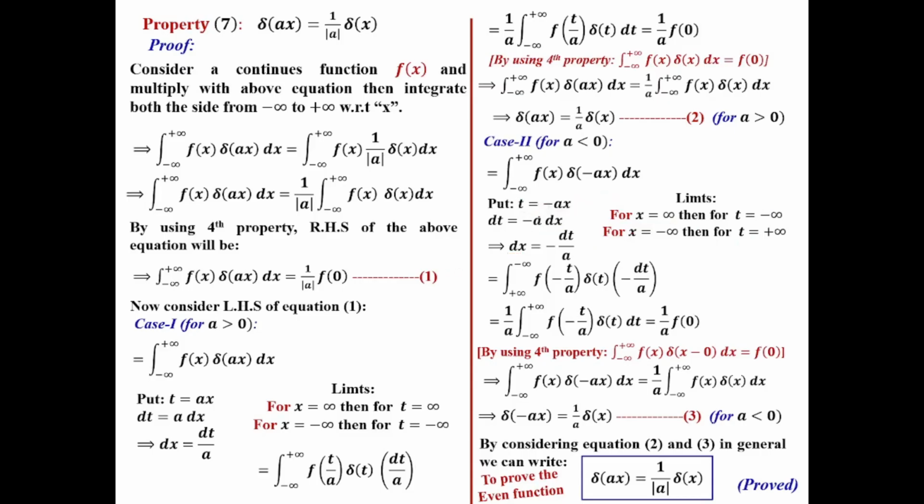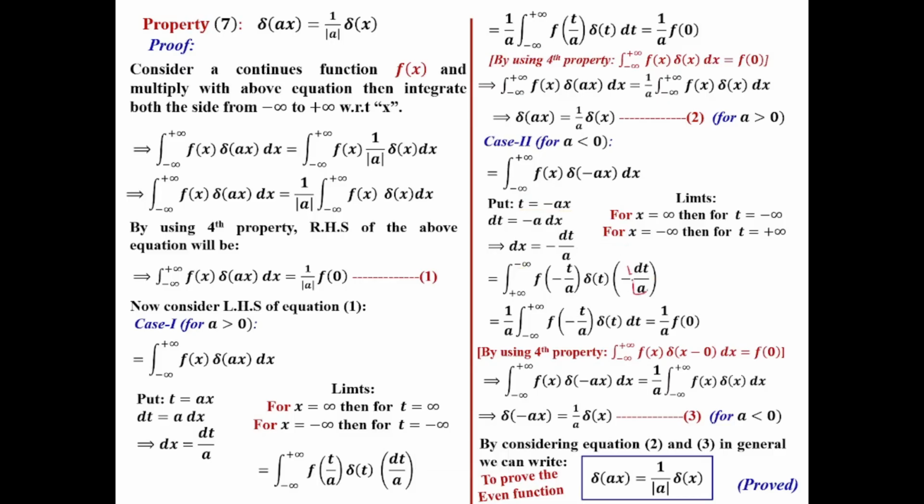So the new limits we found are plus infinity to minus infinity, as lower limit and upper limit. Initially the limits were minus infinity to plus infinity. Now it will be plus to minus infinity. Now we are going to substitute the values. Instead of x, t equals minus ax, so obviously x will be minus t by a. I substituted over here: minus ax is t, and dx is minus dt by a.